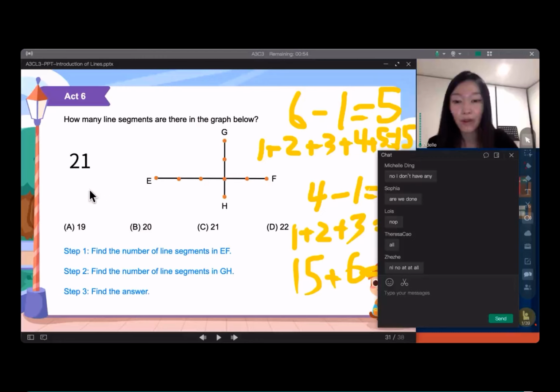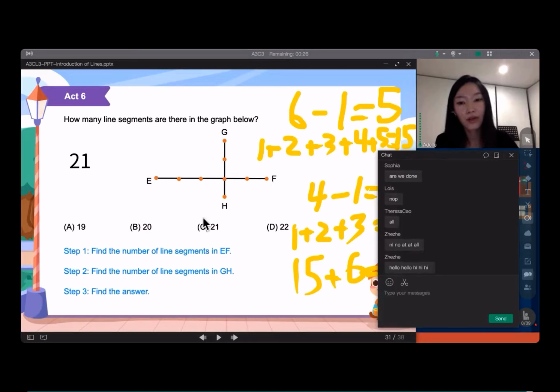Okay, so what we did is that we look at them separately, yeah? So we just remember how we did the single line questions. We look at EF first, so we pretend GH didn't exist. EF had 6 endpoints on there, so we use that to subtract 1, which will give us 5, and that's the number that we want to add up to. So 1 plus 2 plus 3 plus 4 plus 5, and that's a total of 15 segments in EF.